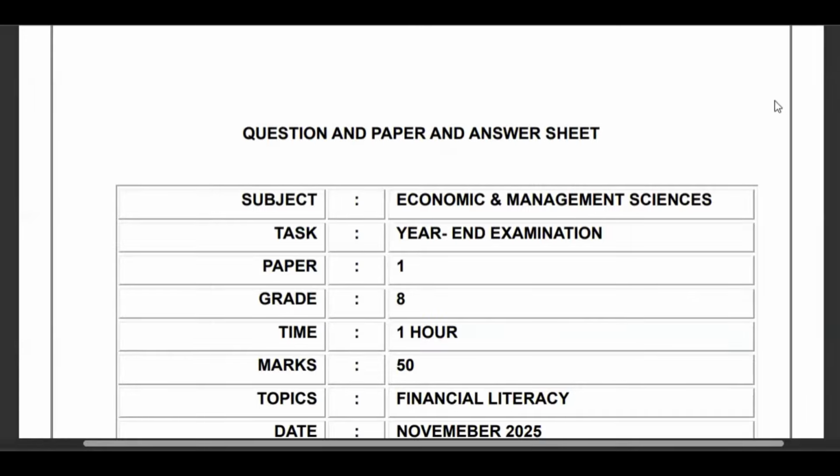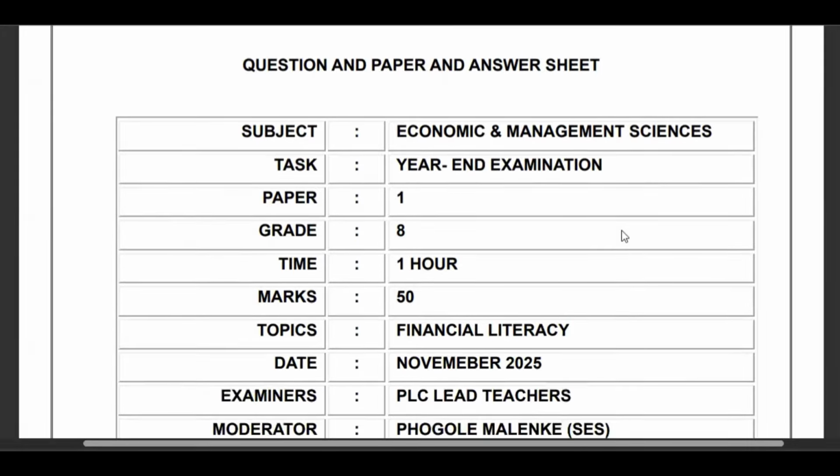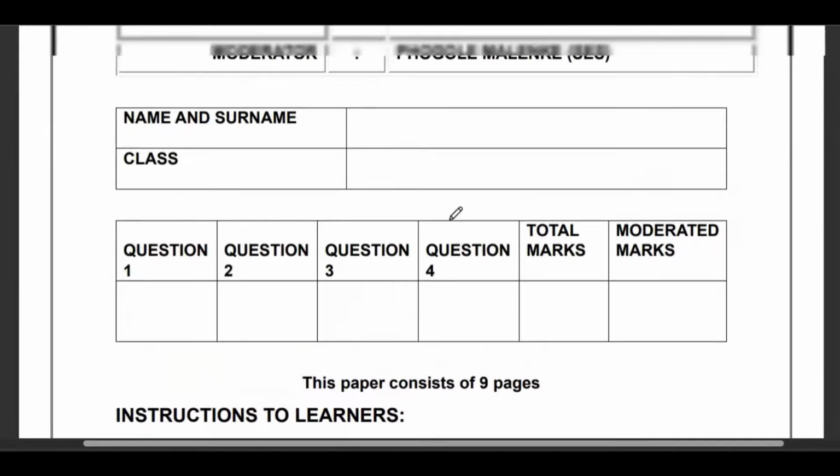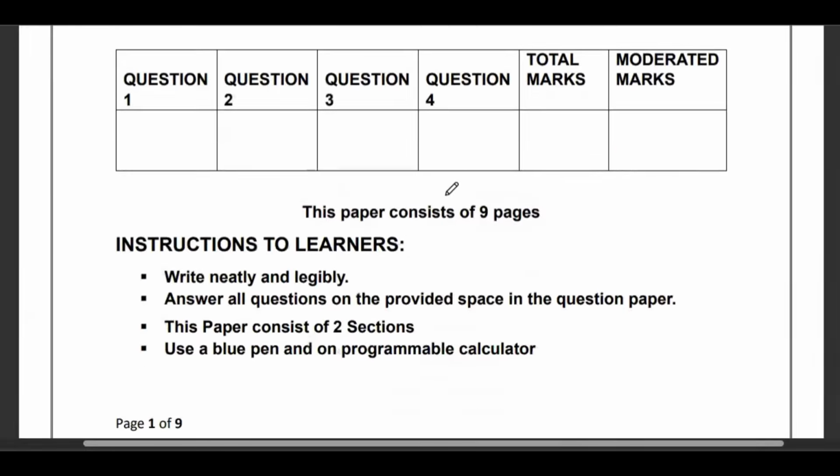Hello. In this paper, we shall be looking at the proposed memorandum, or rather the revision of EMS paper 1 for the grade 8s, okay? And this is basically the financial literacy for the end of year examination 2025. Okay, so what we can notice is that we have 4 questions, okay? And then we need to write neatly and legibly, answer all questions provided, and the paper has 2 sections. Use a blue pen, and the calculator can also be used.